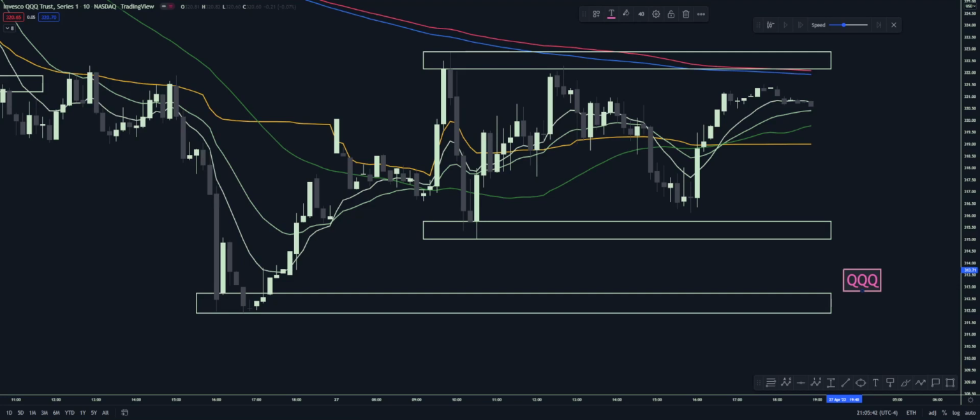Another question I had. Do zones work on higher time frames? Yes, absolutely. Somebody asked me about the daily. I do not draw zones on a daily time frame. Some people might, but I personally don't.